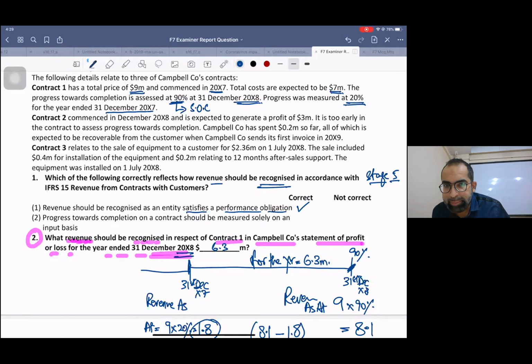Read the second statement. Progress towards completion on a contract should be measured solely, they are writing solely, which means only, on an input basis. Very wrong. This is wrong. Now you are restricting it. Even in class, your teachers taught you the input and output basis as well. If you have done construction accounting, we use the input method, cost incurred to date divided by total estimated cost, as well as output, value of work certified to date divided by contract price times 100. So this second statement is not correct.